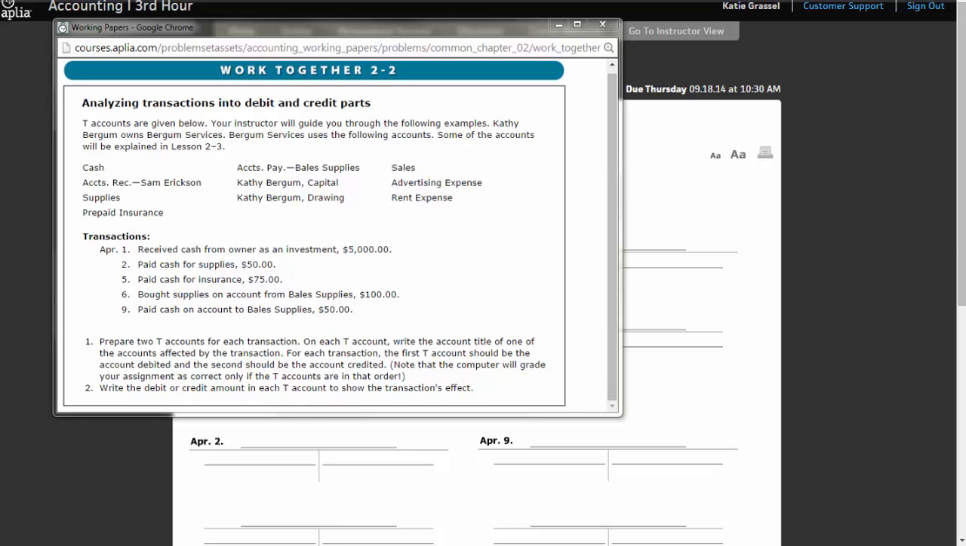We have transactions April 1st to the 9th. Please notice the transactions are not numbered, they're actually by date, which is how we do most things in accounting, by the date that it happened.